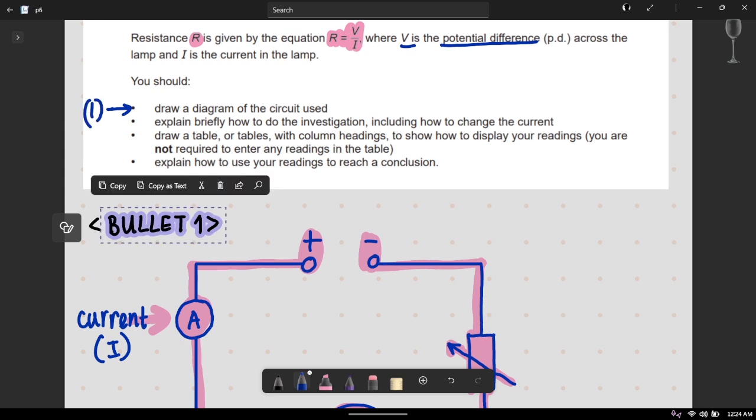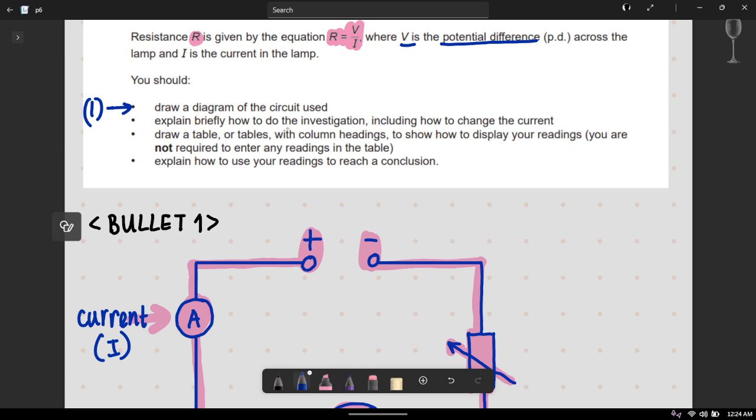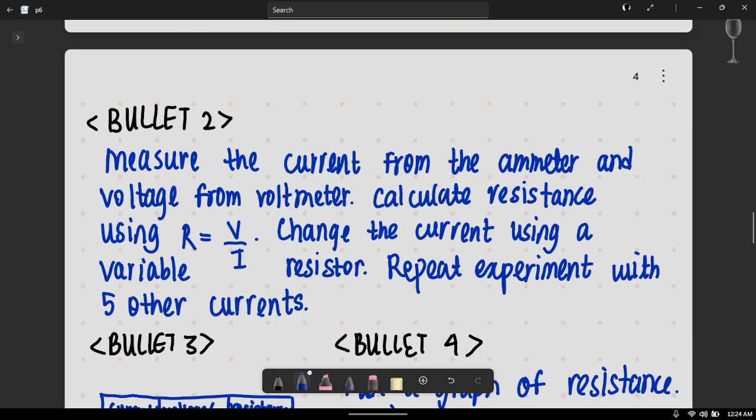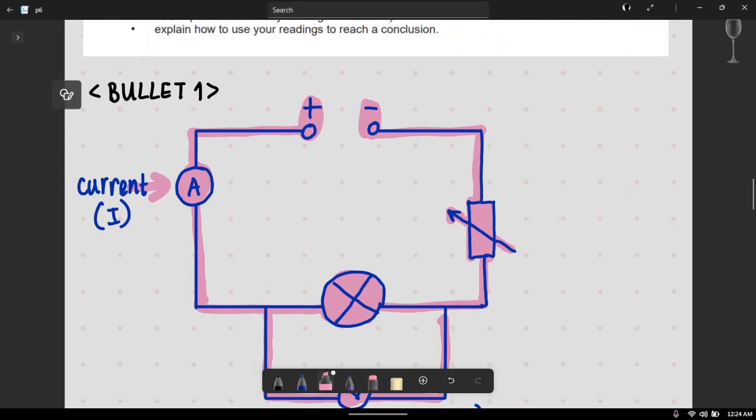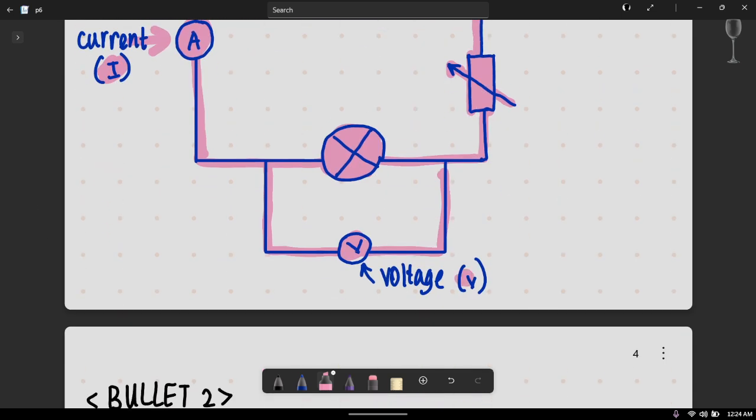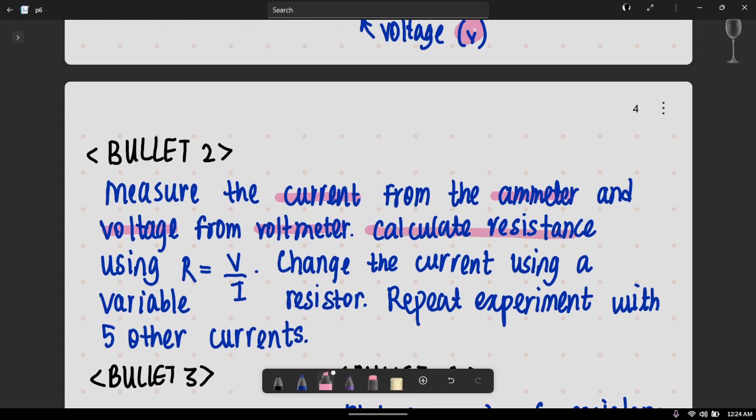Now explain briefly how to do the investigation, including how to change the current. So now this is where I'm going to get the most marks from. So let's see. Over here I said measure the current from the ammeter and the voltage from the voltmeter. So I'm getting my I from here and I'm getting my V from here. Calculate the resistance using the formula they gave us.